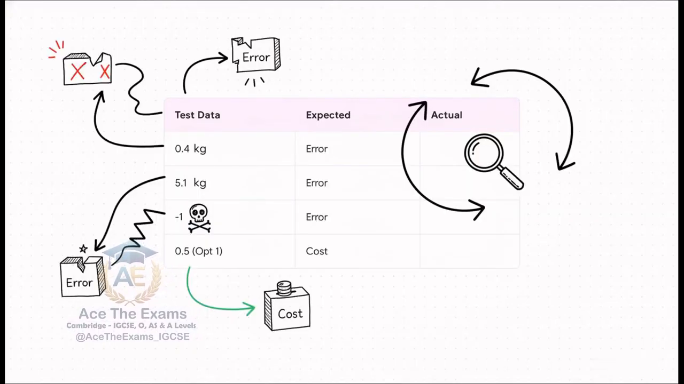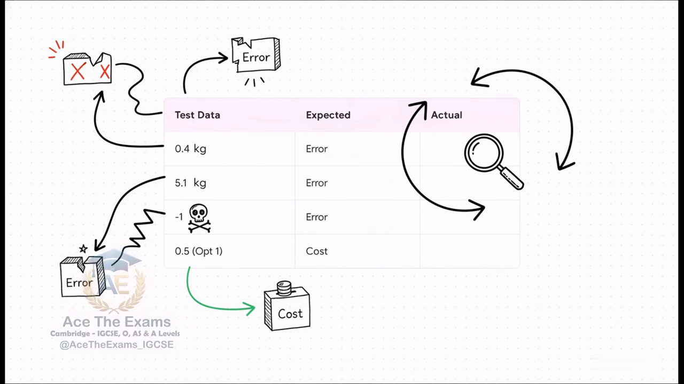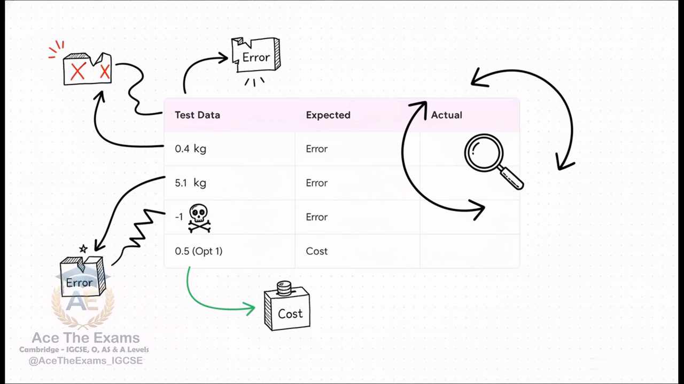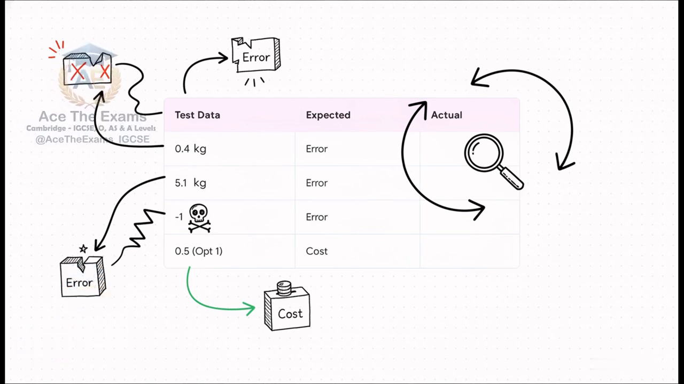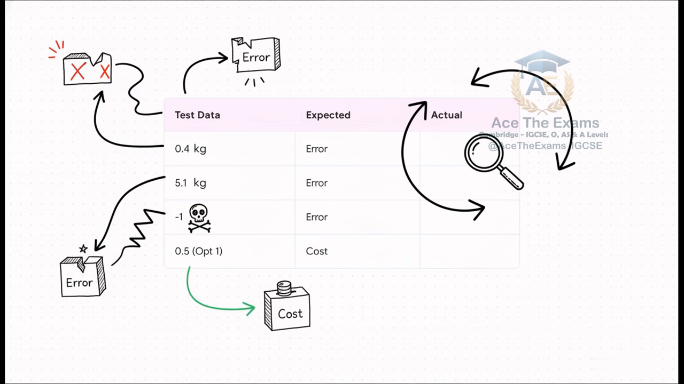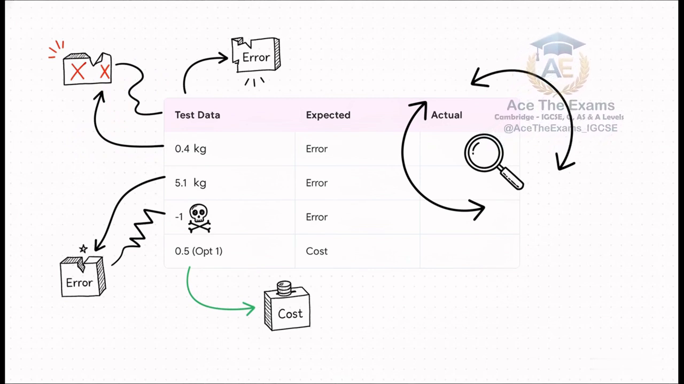We meticulously push specific test data through our logic just to see if it breaks. We don't just test normal, easy numbers. We intentionally test the extreme boundaries. For instance, we enter 0.4 kilograms, which should definitely trigger an error. We test 5.1 kilograms, another expected error. We even throw in a completely invalid -1 just to see what happens. Then we test the exact boundary, 0.5 kilograms alongside option 1 to make absolutely sure the calculation fires correctly. By documenting the expected output against the actual output, we definitively prove our logic handles both standard expected inputs and weird edge case errors perfectly.